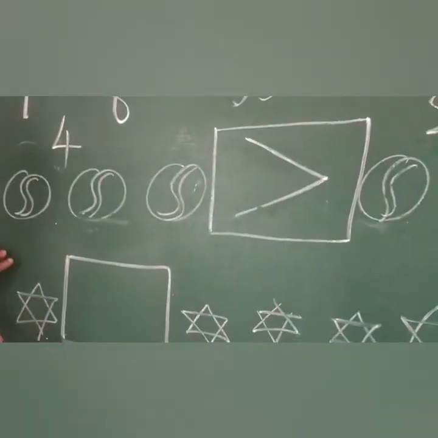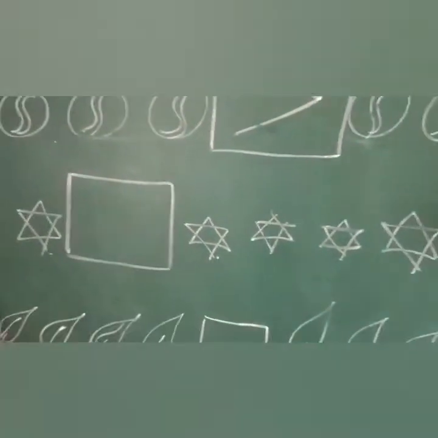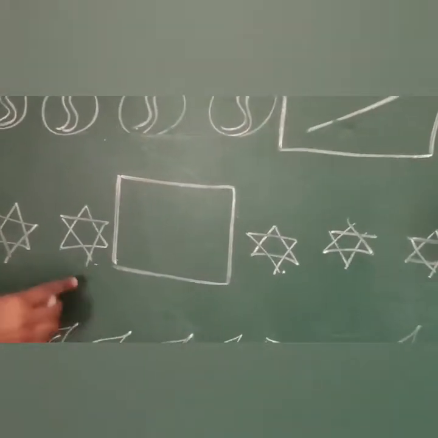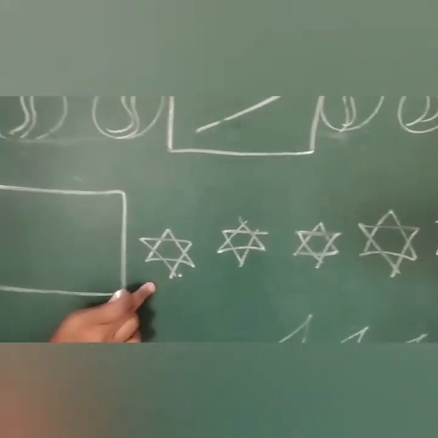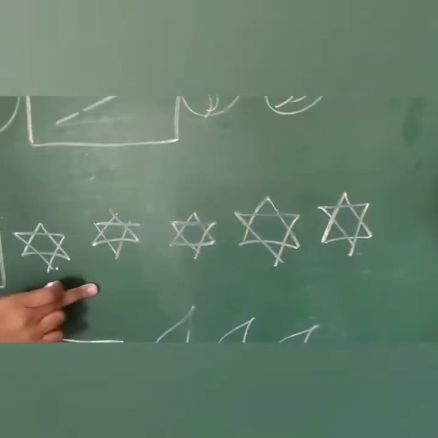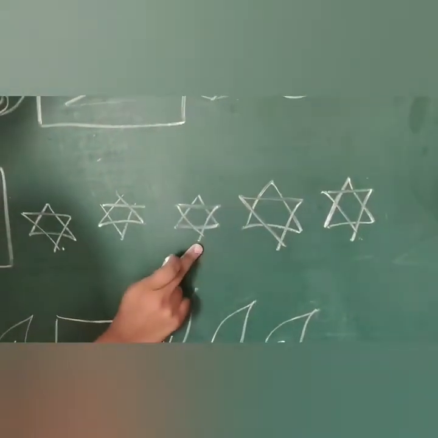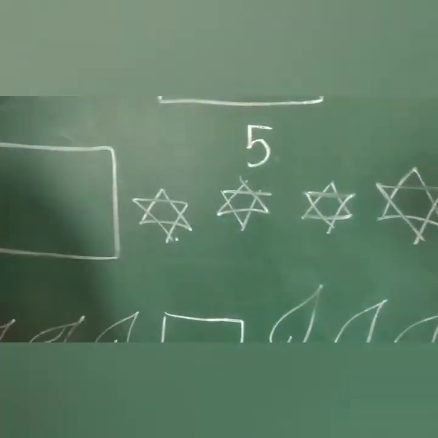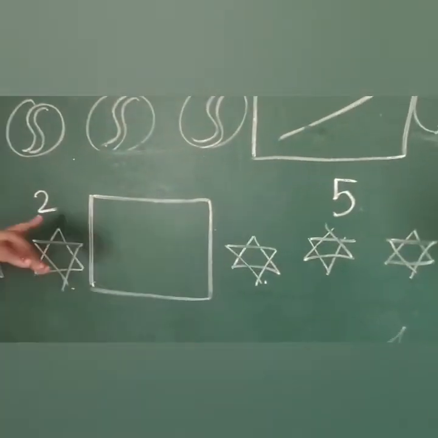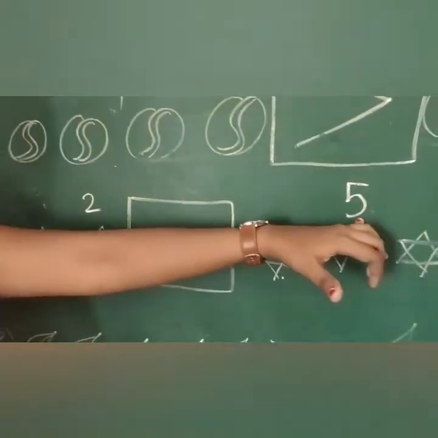Let me tell you another example. Here I have some stars, right? Let me count how many stars are here. 1, 2. There are 2 stars here. And I have more stars. Let me count how many stars are here. 1, 2, 3, 4 and 5. I have 5 stars here. There are 2 stars here and 5 stars here.